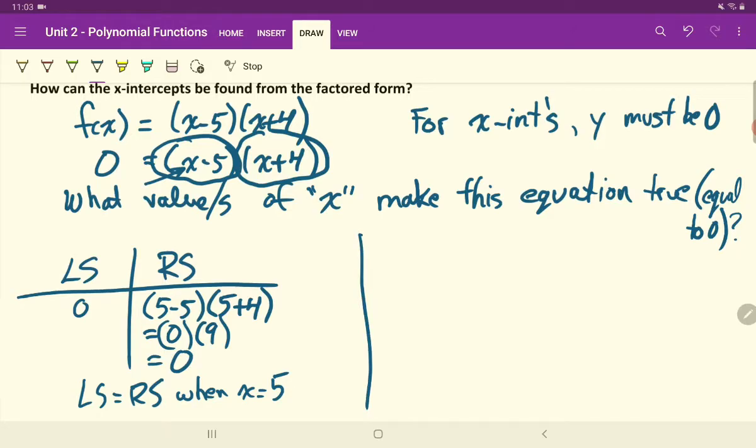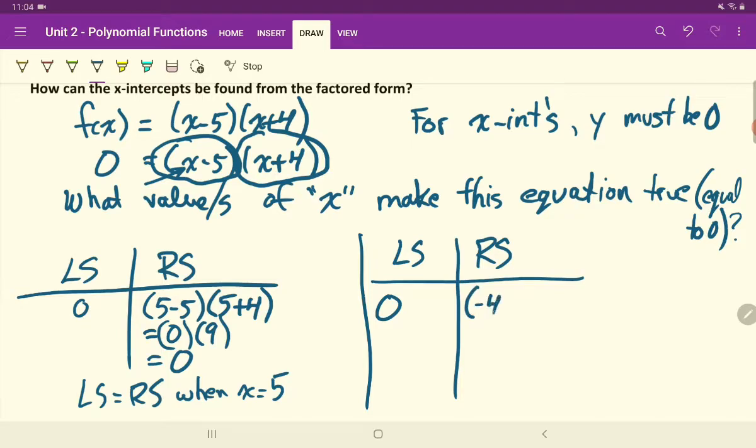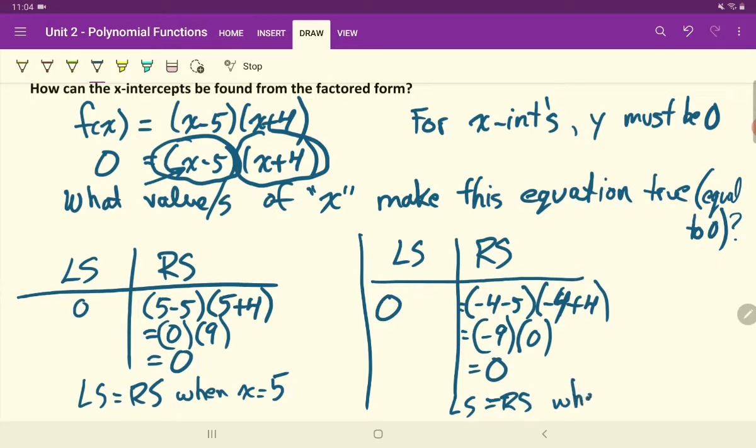Are there any other x values that will make this equation equal 0? There is, because there's two brackets there. What other value? Hopefully you see that it's -4. If -4 was x, once again, let's test it out. -4 minus 5 and then -4 plus 4, we would get -9 times 0, which is 0. So therefore, left side equals right side when x equals -4. Okay, so that's a good refresher.